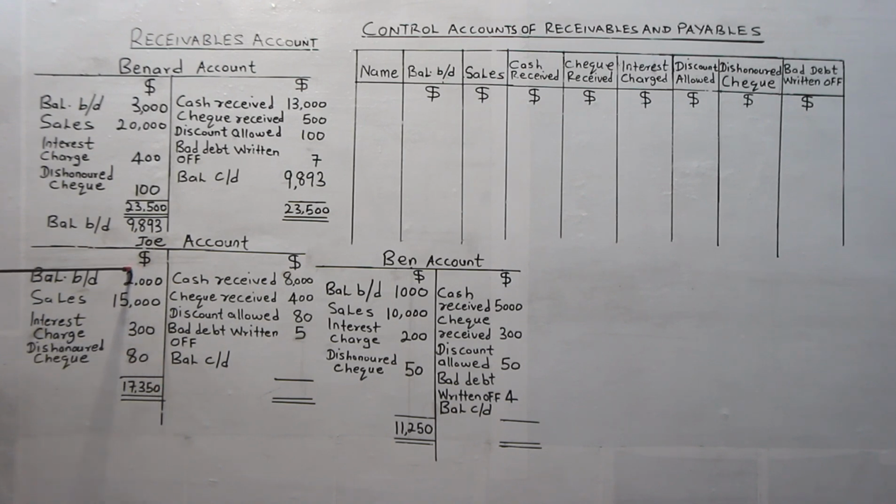Now, calculating the total amount on the debit side representing what Joe is owing directly or indirectly, we have 2,000 plus 15,000 plus 300 plus 80. That gives us $17,350. Then we less all the transactions that reduced or decreased the amount Joe, a receivable, is owing.